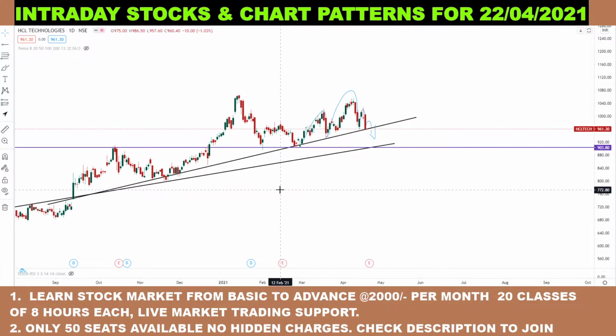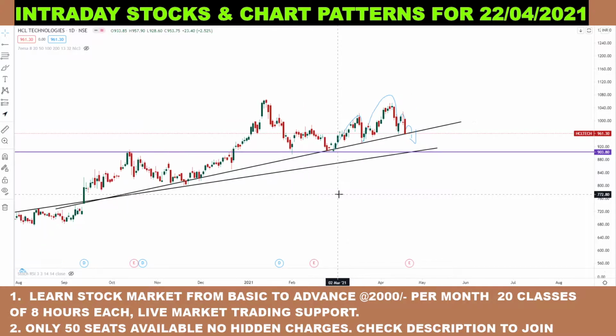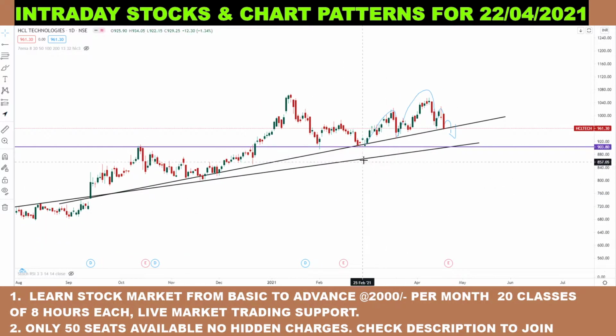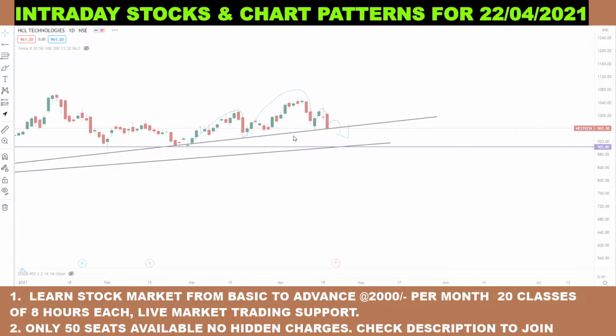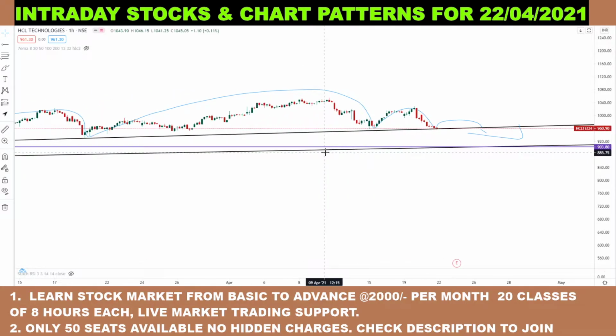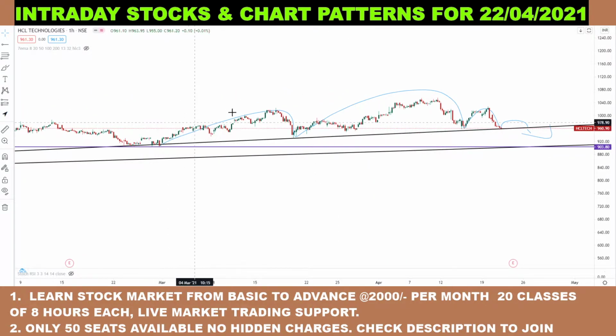Now I am analyzing this stock HCL Technologies. If you watch this stock closely, you will find that it is actually making a head and shoulder kind of pattern. See, if you watch this in the 1 hour time frame, you will be able to analyze this stock like this. This is the shoulder, this is the head, and this is the shoulder for this stock.